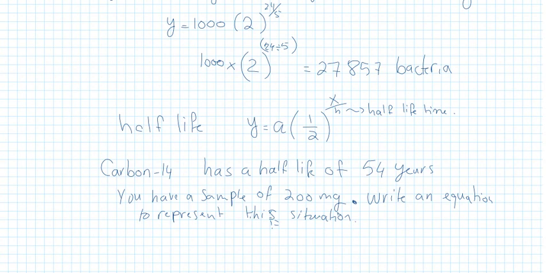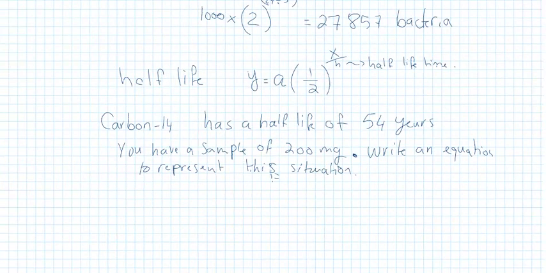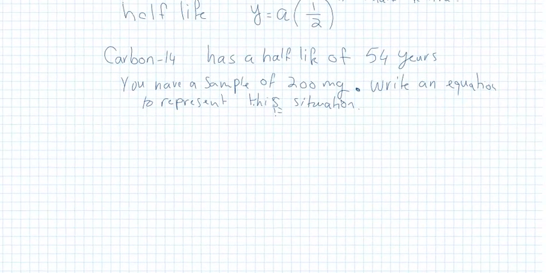Now, what do I know about these numbers, the 54 and the 200? What do they represent? 200 is your initial, the A, and what does 54 represent? The H, that's the half-life time. So every 54 years, you're going to lose half of your amount. Does that make sense to you?